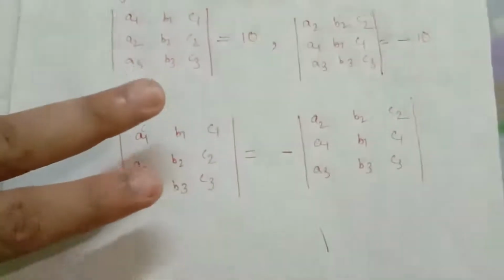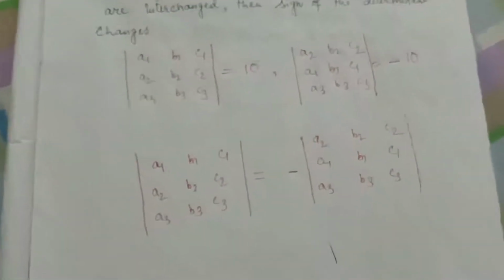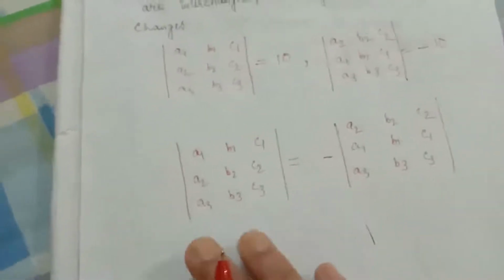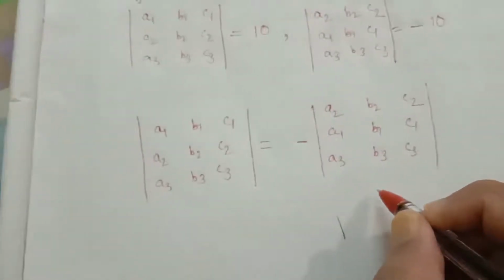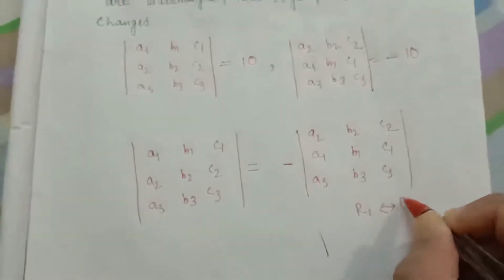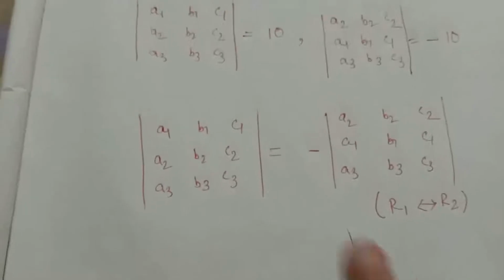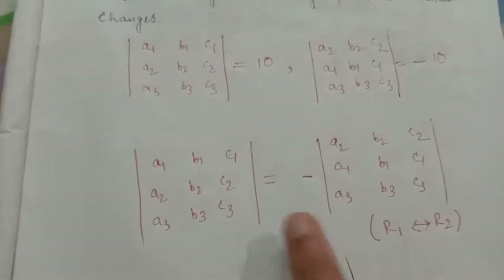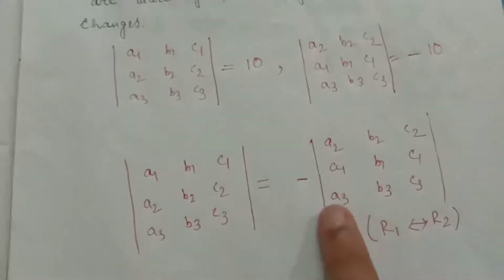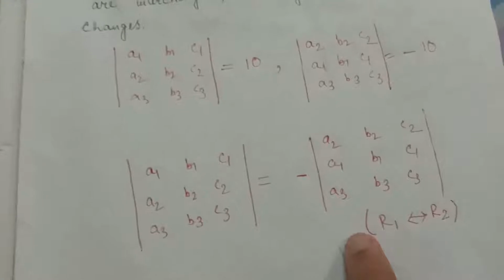We can interchange any two rows of a determinant with a minus sign. We can interchange any two columns of a determinant with a minus sign. Here in this example, we have interchanged the first two rows, so we have to write it this way: interchanging R1 and R2, we get this result. You have to mention it in this way. We have interchanged R1 and R2 here.